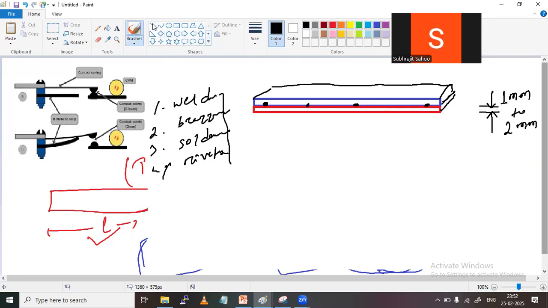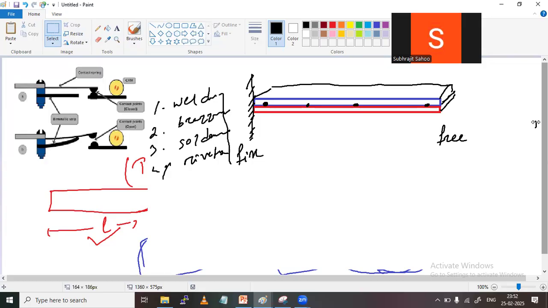After that, I have to make one end fixed. This end is fixed and this end is the free end. And in the free end, what will I do, sir? I will attach one pointer like this. This is also rigidly fixed. And then here I will install one calibrated temperature measuring scale, like this.